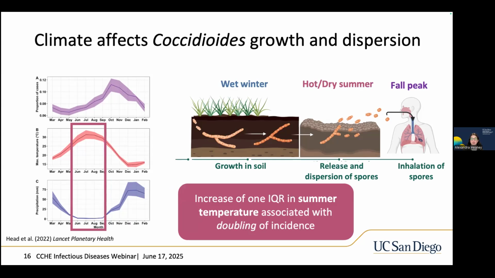We also found that hot, dry summers were associated with increased cases in the fall. Specifically, a 1 IQR increase in summer temperature was associated with a doubling of incidence in the fall.